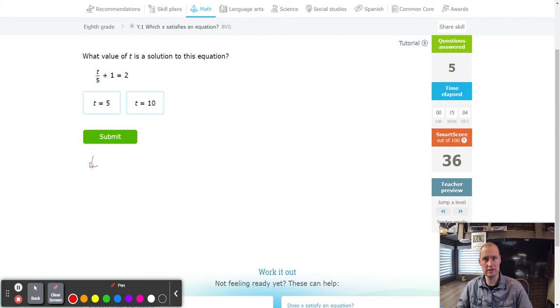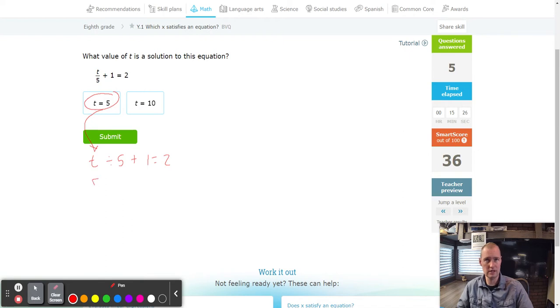So here we go. We got T divide 5 plus 1 equals 2. So I took the fraction bar, and the fraction bar means divide. So just call that divide. So now what happens if we take T equals 5 and plug it in and see if that works?